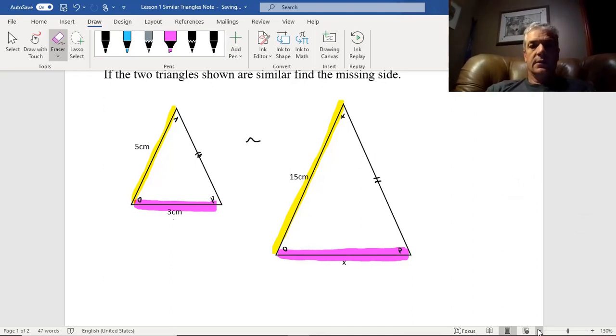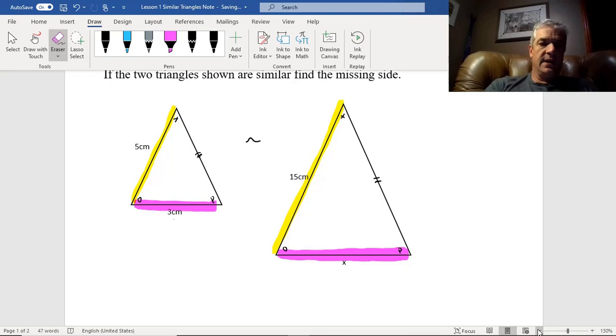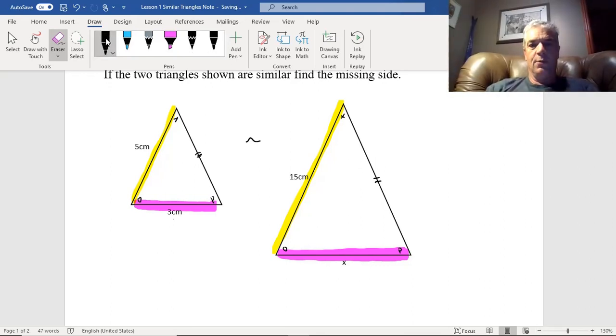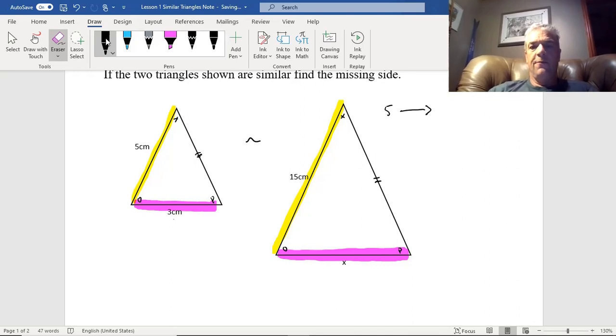Oh, wow, it's going to give me a hard time here. I might have to write down here. 5, no, sorry, I'm on the eraser. That would help.